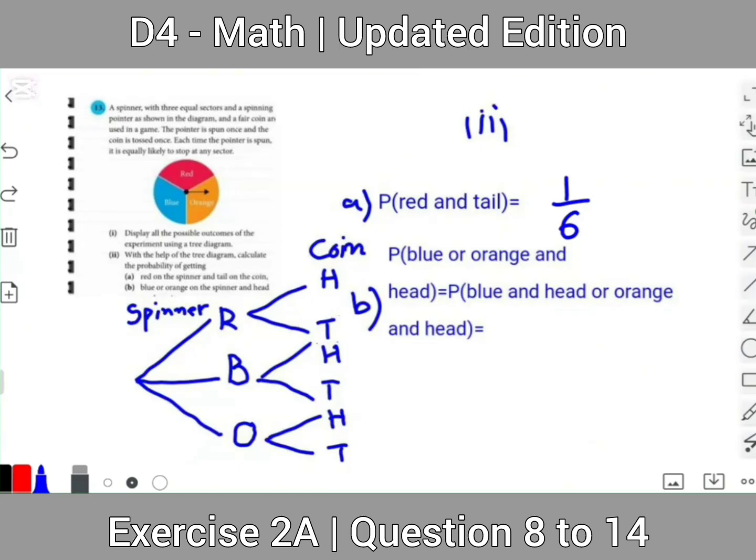Part B, we have to find out the probability of getting blue or orange on the spinner and head. So it means the probability of blue and head or orange and head. The probability of blue and head is 1/6, and the probability of orange and head is also 1/6. So it will be equal to 2/6, and after simplification, it gives us 1/3. So the probability of blue and head or orange and head is equal to 1/3.